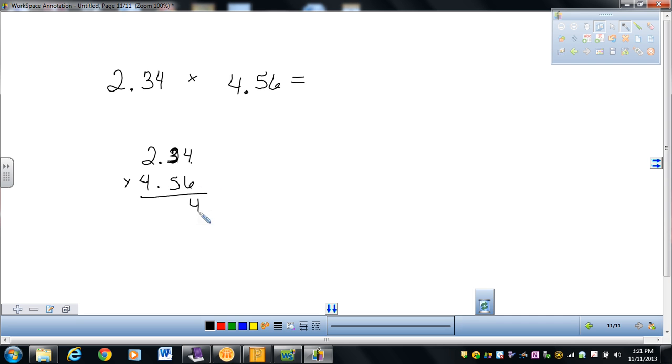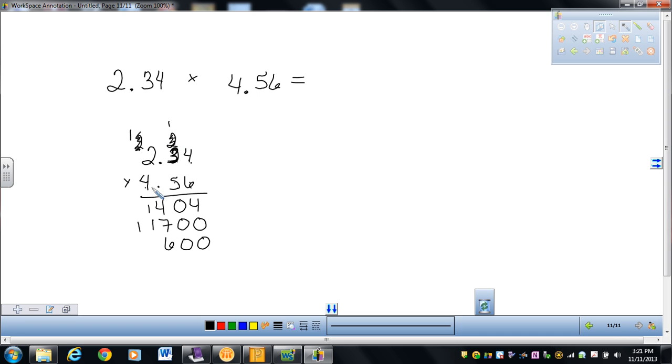6 times 4 is 24. Carry the 2. 6 times 3 is 18. Plus 2 is 20. Carry the 2. 6 times 2 is 12. Plus 2 is 14. Put my 0 here to hold my place. 5 times 4 is 20. Carry the 2. Oh, there's already one there. 5 times 3 is 15. Plus 2 is 17. And I'm going to carry my 1. 5 times 2 is 10, plus 1 is 11. Okay, now I'm on this number, so I have to put 2 placeholders. And 4 times 4 is 16.